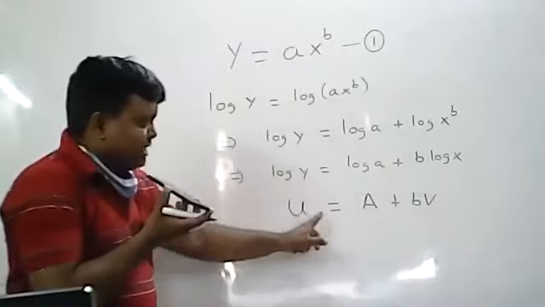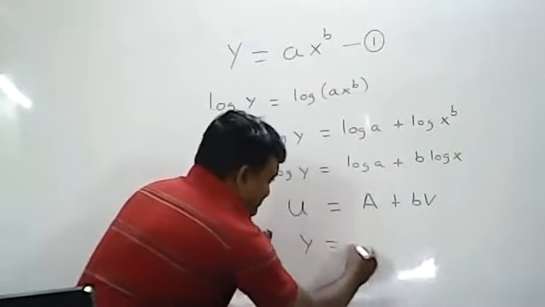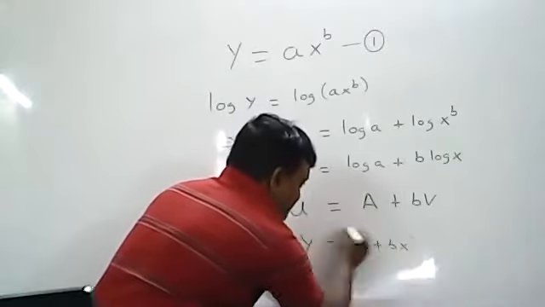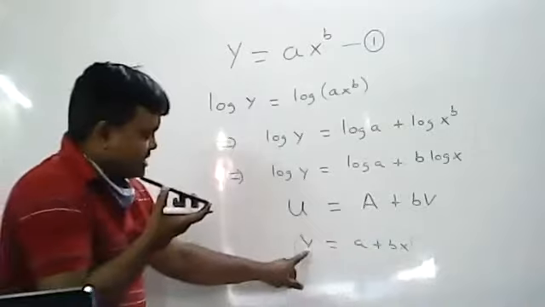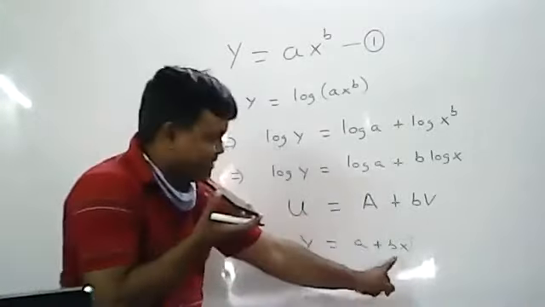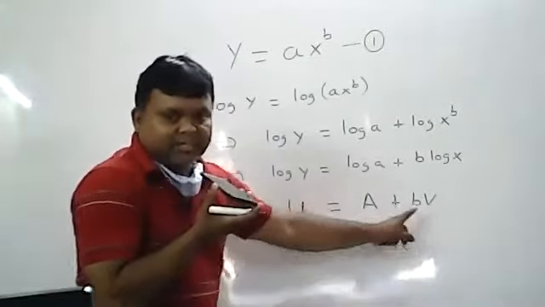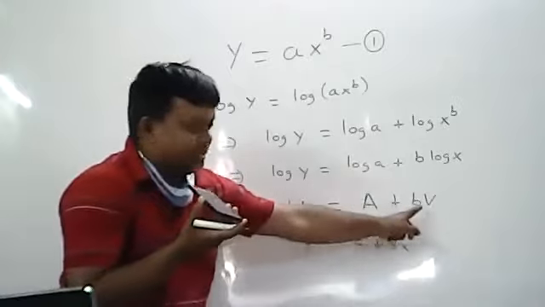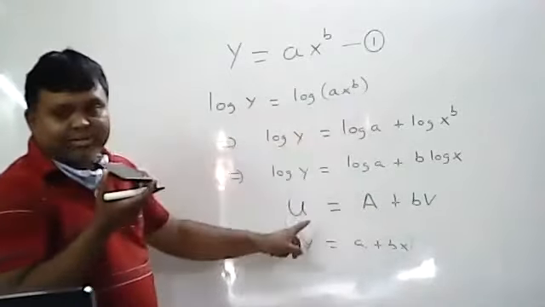Now see this form, u equal to A plus bV. If you compare this one, what is the straight line equation? Straight line equation is y equal to a plus bx. So this is a straight line form. In place of y, what we have? u. In place of small a, what we have? Capital A. In place of small b, what we have? Small b. In place of x, what we have? Capital V. So this is of the form y equal to a plus bx. It is a straight line. Now the power curve is converted into a straight line.